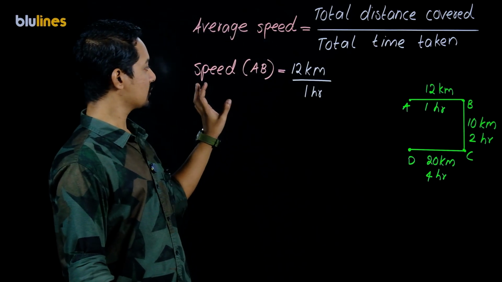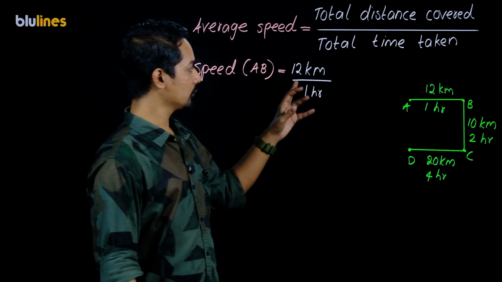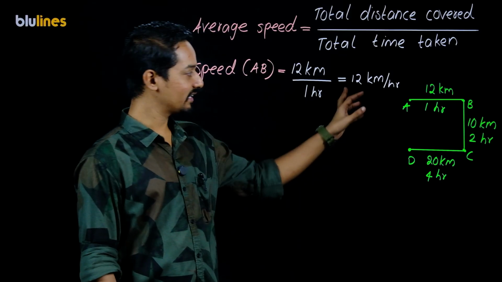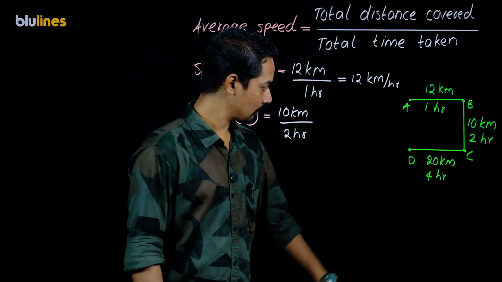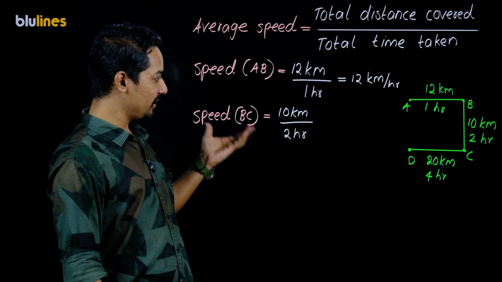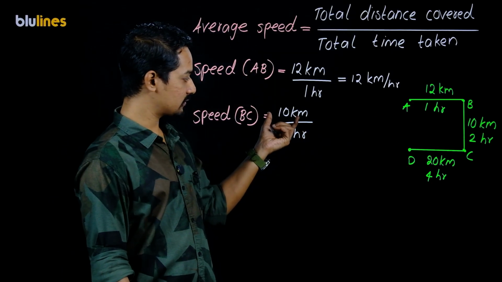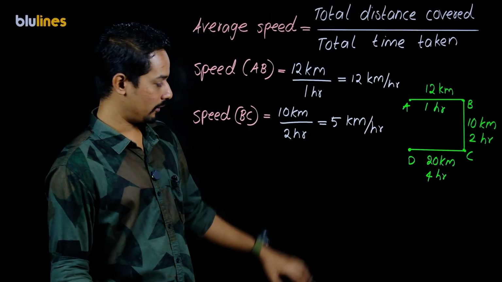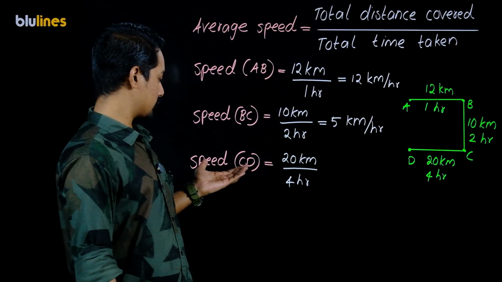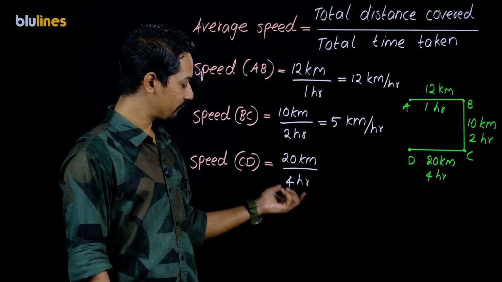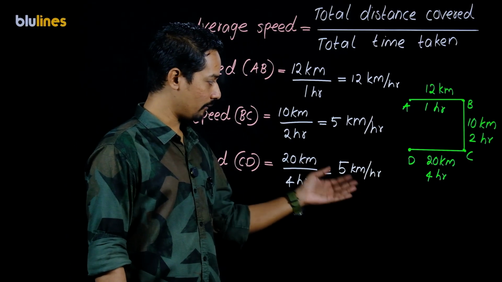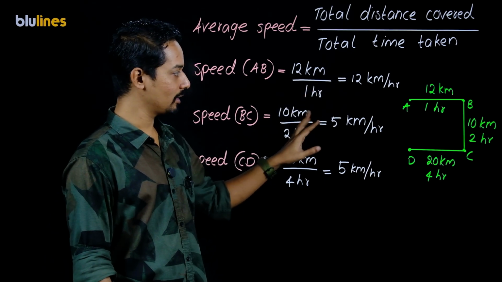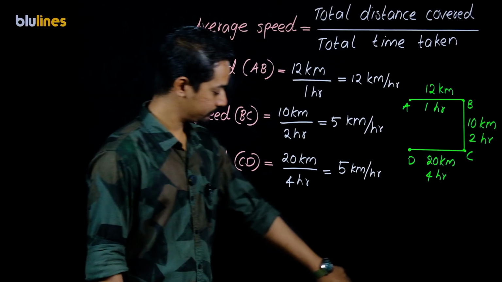Now let's ask the question. What is the speed from A to B? The distance is 12 km divided by 1 hour, so we get 12 km per hour. For BC, it has covered 10 kilometers, divided by 2 hours, so we get 5 km per hour. And for CD, we have 20 divided by 4, which is 5 km per hour. Always remember it has to be reported in proper units. It is not meter per second or centimeter per second, it is just kilometer per hour.